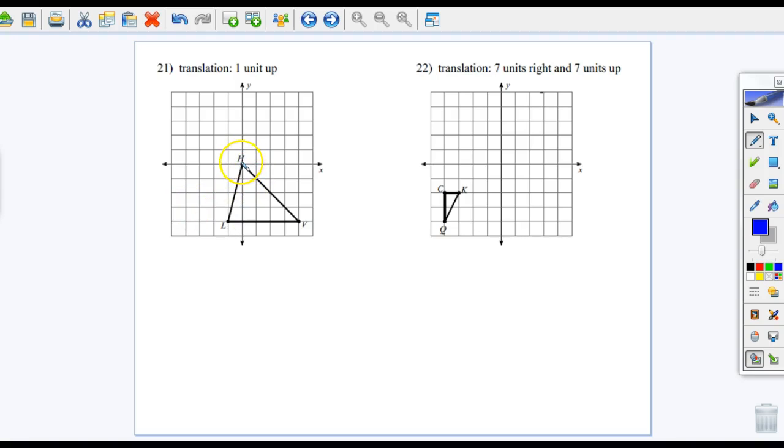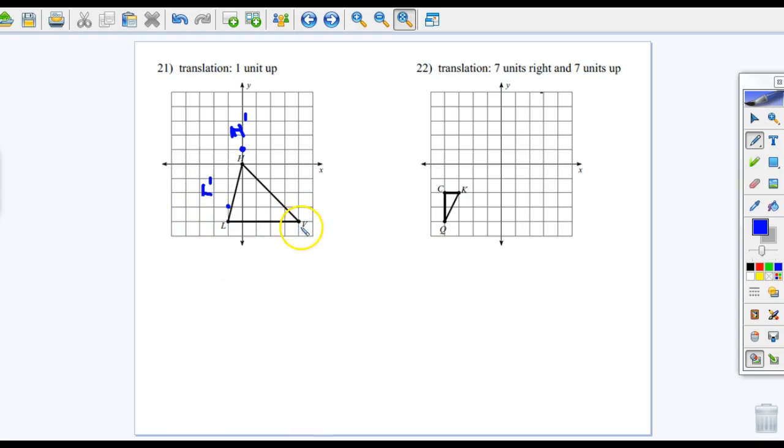So we're going to do exactly what this tells us to do. This is the rule, and the rule tells me it's a translation 1 unit up. So I'm only making 1 move per point or ordered pair. So I'm going to look at H, and it says 1 unit up. That tells me I go up 1. And this is now going to be H prime. I'm going to look at L. I'm going to go up 1, put my new point, and my new point is now L prime.